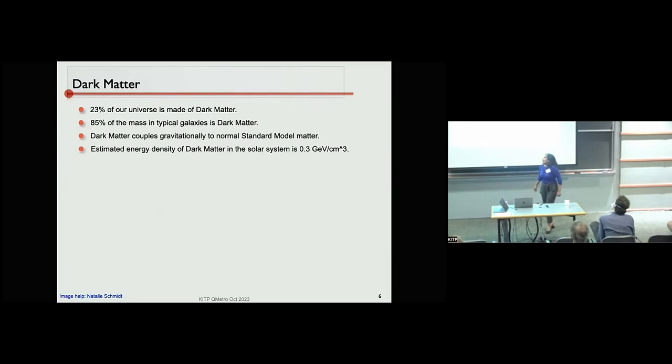As Andy mentioned, 23% of our universe is made up of dark matter. It's 85% of the mass in our galaxy and most other galaxies. There's about 0.3 GeV per centimeter cube of dark matter, which is about one proton per centimeter cube, or, as I like to think of it, 100 grams of dark matter in the volume of Earth. And the question is, nobody knows how that 100 grams is broken up.